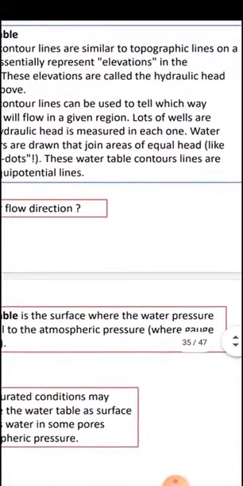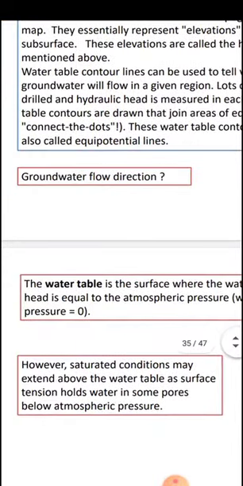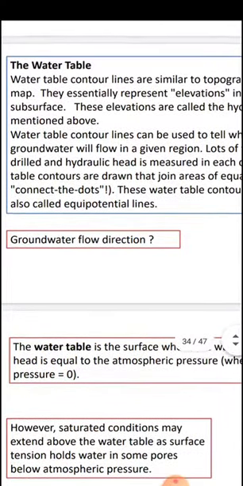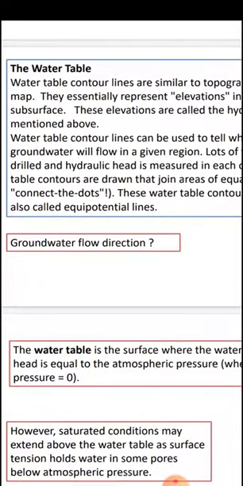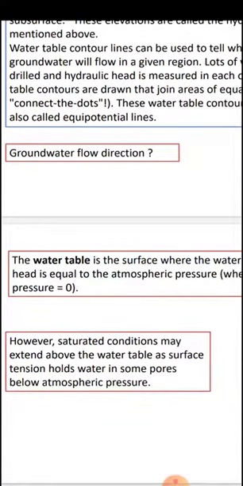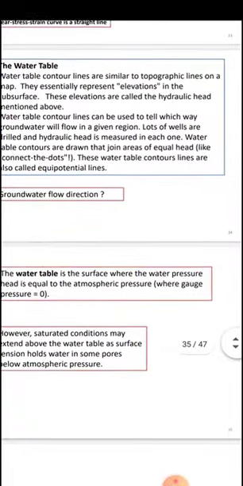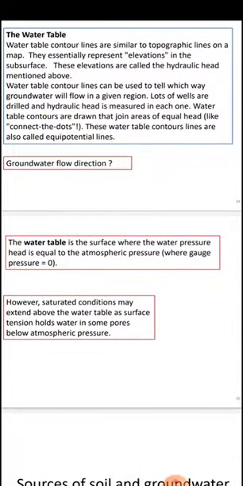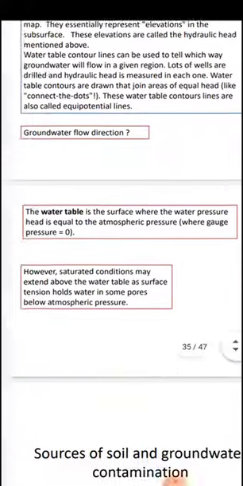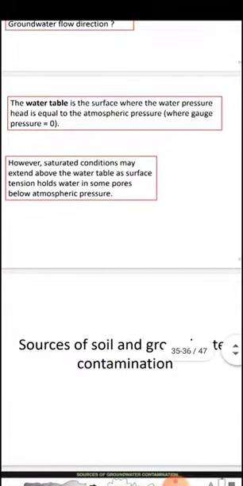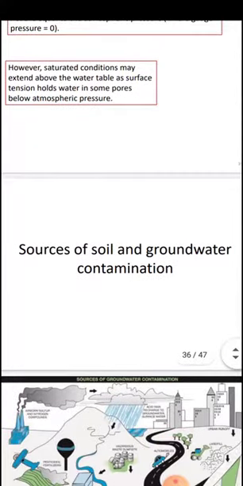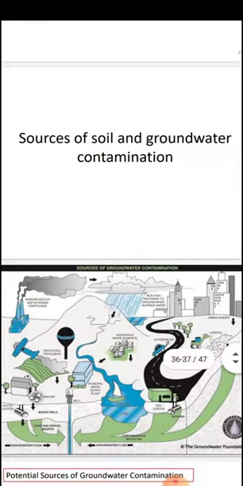Another important thing: the water table contour lines are also called equipotential lines, and the perpendicular to these equipotential lines will indicate the groundwater flow direction. Please keep it in mind. It will be required in our next lectures. The water table is the surface where the water pressure head is equal to the atmospheric pressure, where gauge pressure is 0. However, saturated conditions may extend above the water table, and again we will discuss it in detail next time. So what are the sources of soil and groundwater contamination?